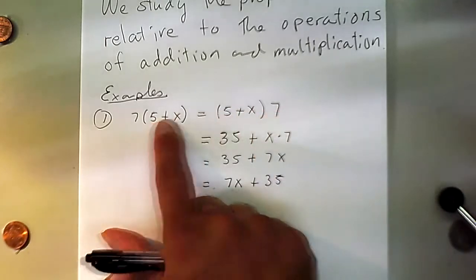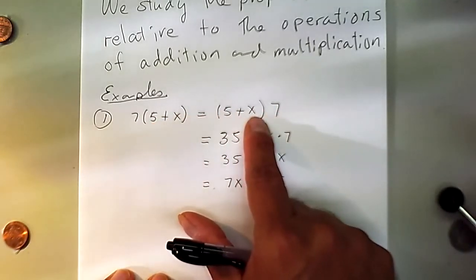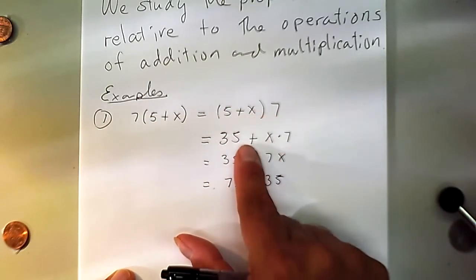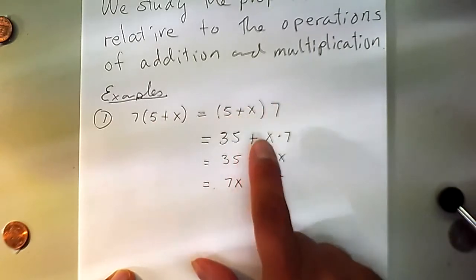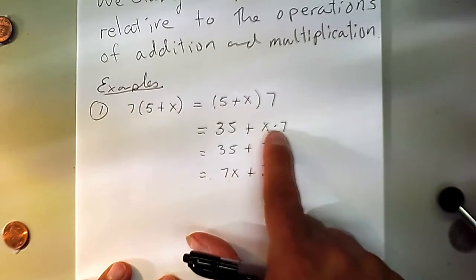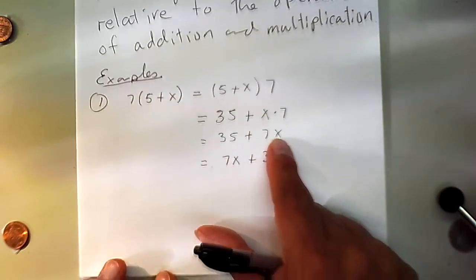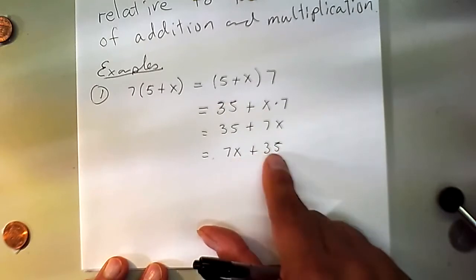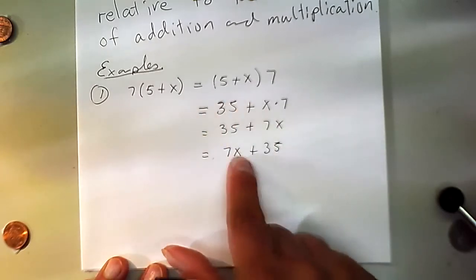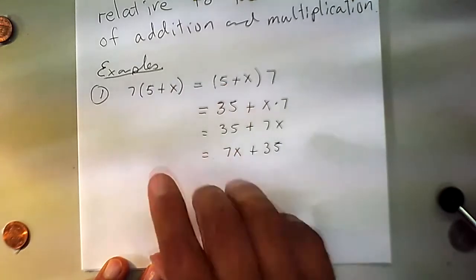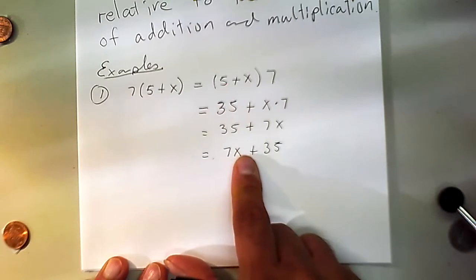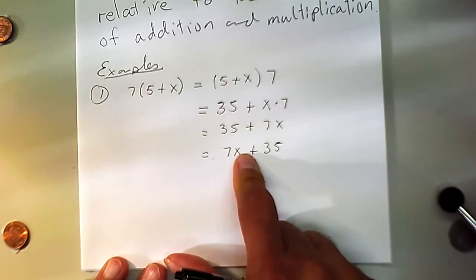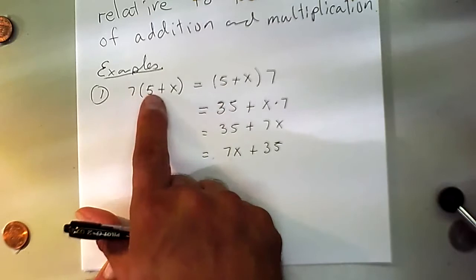And again, to go from here to here, we applied the commutative property of multiplication, the distributive property of multiplication onto addition. Then we applied the commutative property of multiplication, and then we applied the commutative property of addition. Now, it was completely unnecessary to go through all of those steps, because we could have gone from here to here just by using the distributive property of multiplication onto addition.